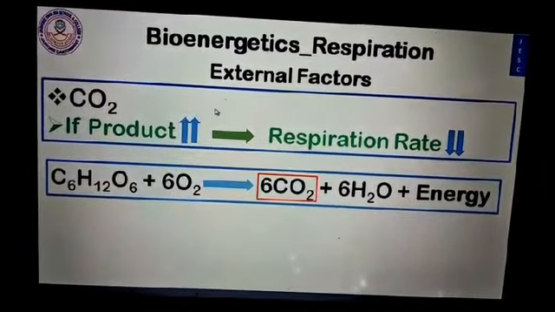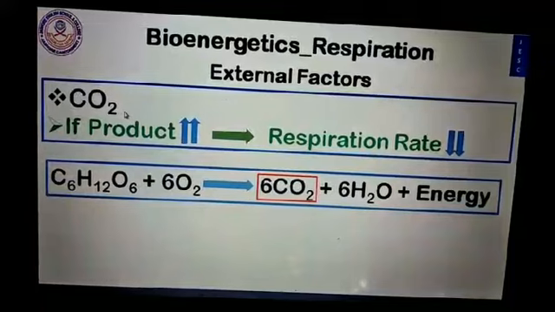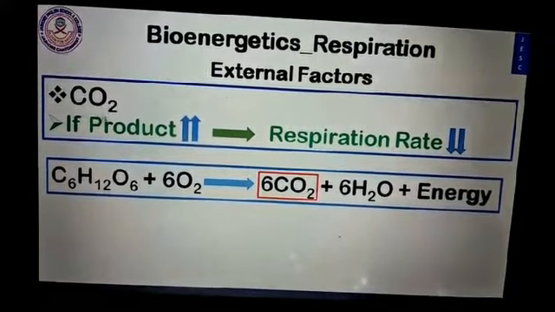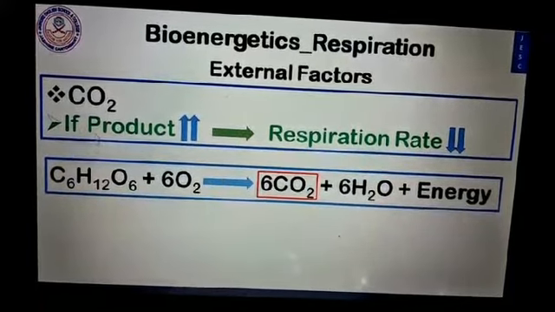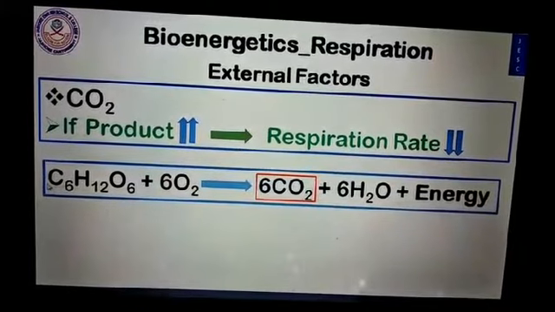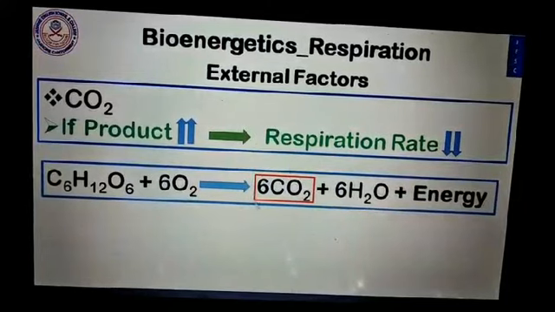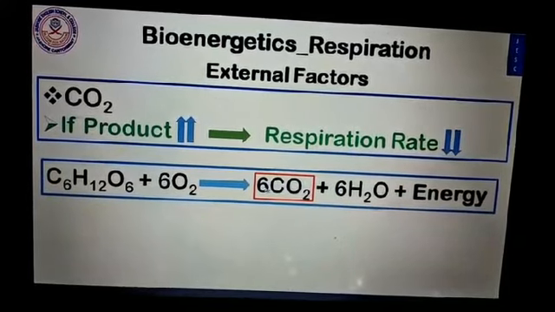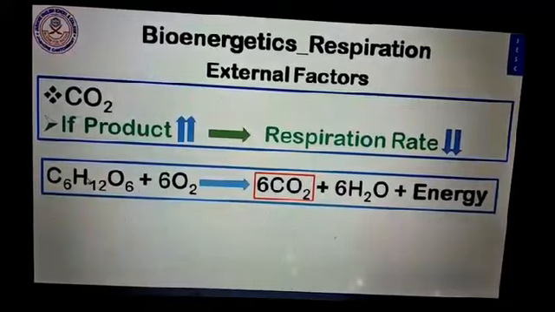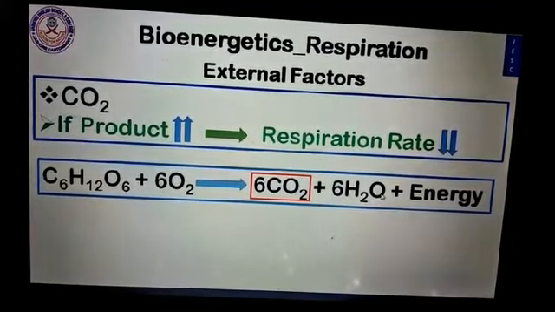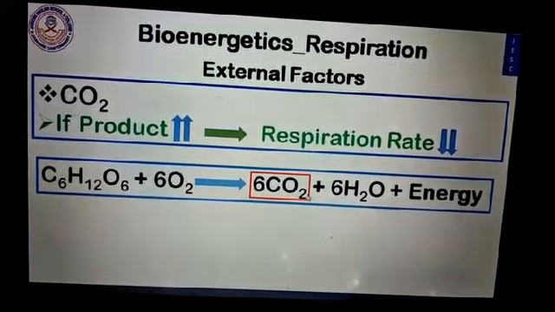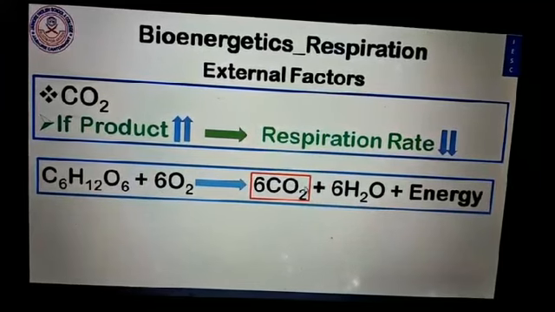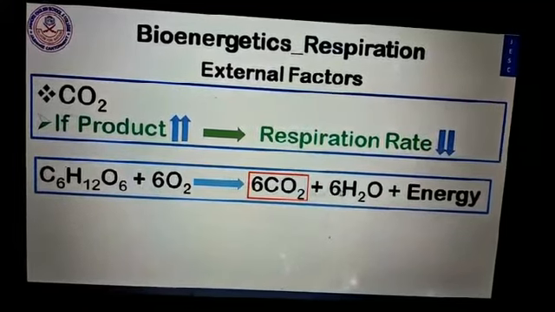Okay, our next external factor is carbon dioxide. For carbon dioxide, see here, this is the respiration reaction: glucose plus oxygen gives carbon dioxide, water, and energy. And here carbon dioxide is the product. As you know, this is the reactant and this is the product. So if the amount of product increases, then definitely the process will be slower.